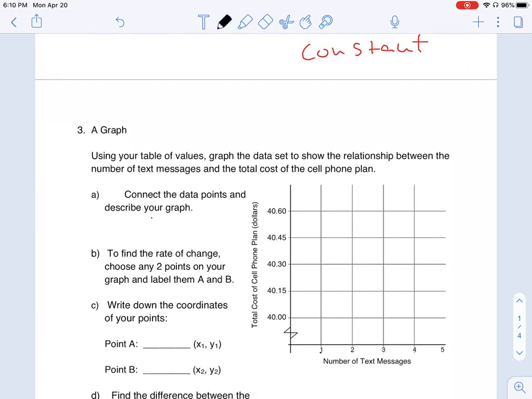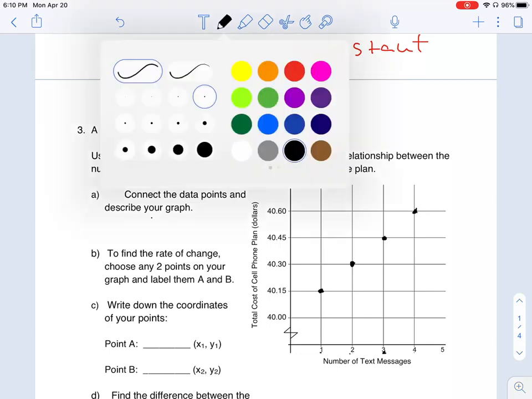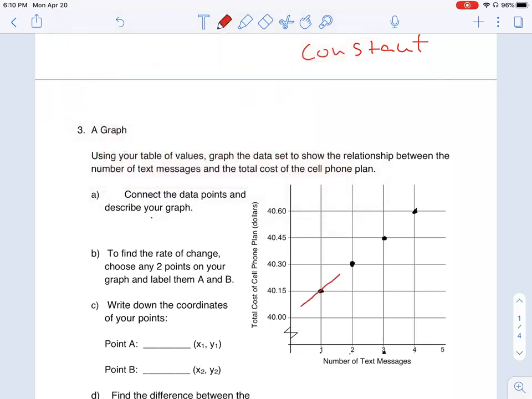When x is 1, y is $40.15. When x is 2, it cost me $40.30. When it was 3, it cost me $40.45. We're just simply plotting these on the graph here and then putting a line through it to graph this relationship. What do we know about this graph? It is a straight line.